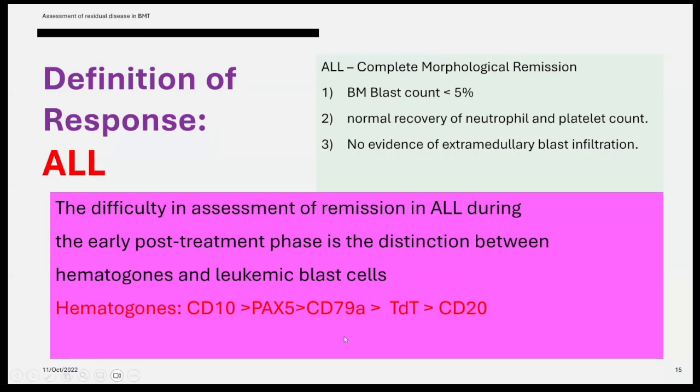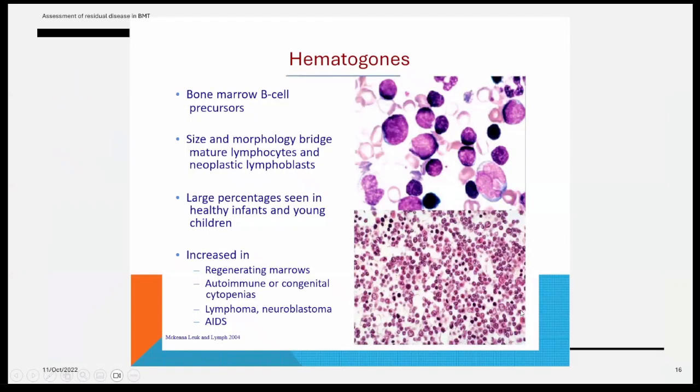Okay, this is the hematogone pattern. When you talk about hematogones, CD10 is more than PAX5, PAX5 is more than or equal to CD79a, and CD79a is more than TdT. They have a decreasing pattern of these markers. So you need to have all those markers in your report before you conclude that this is a hematogone rather than a neoplastic process. You get CD20 more than CD34, but prefer to have CD20 and CD34.